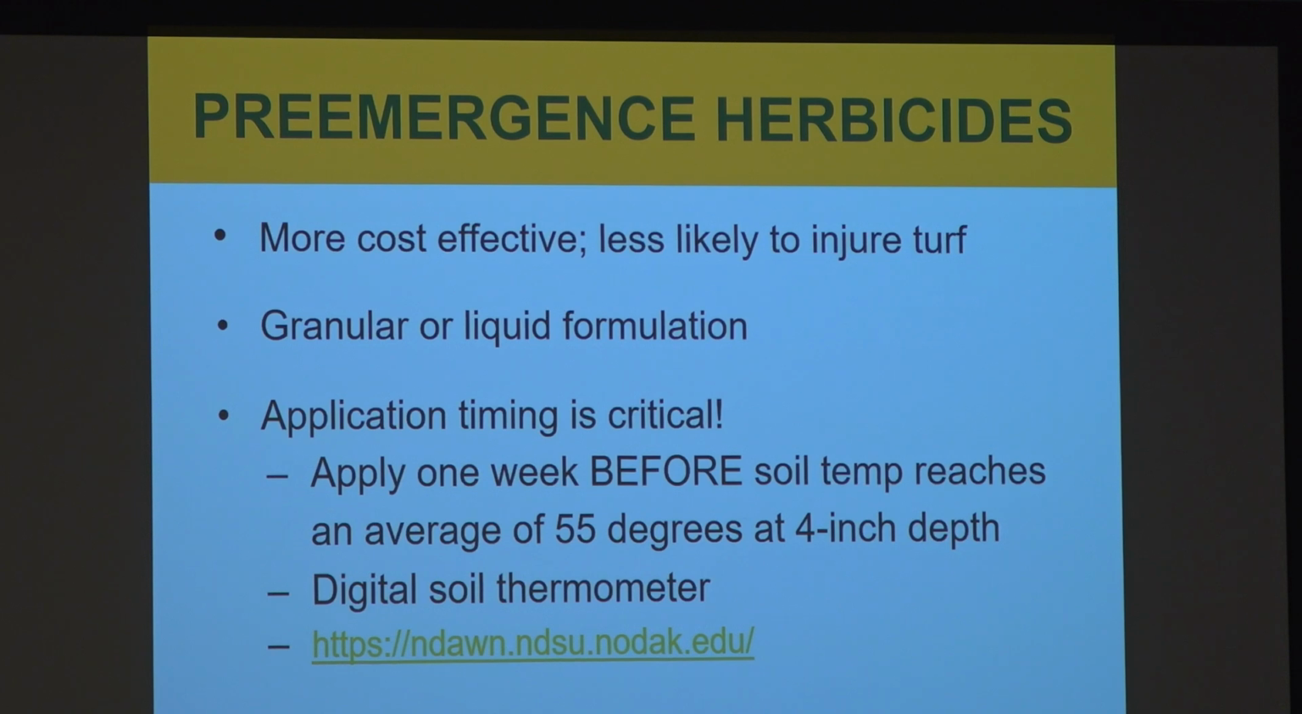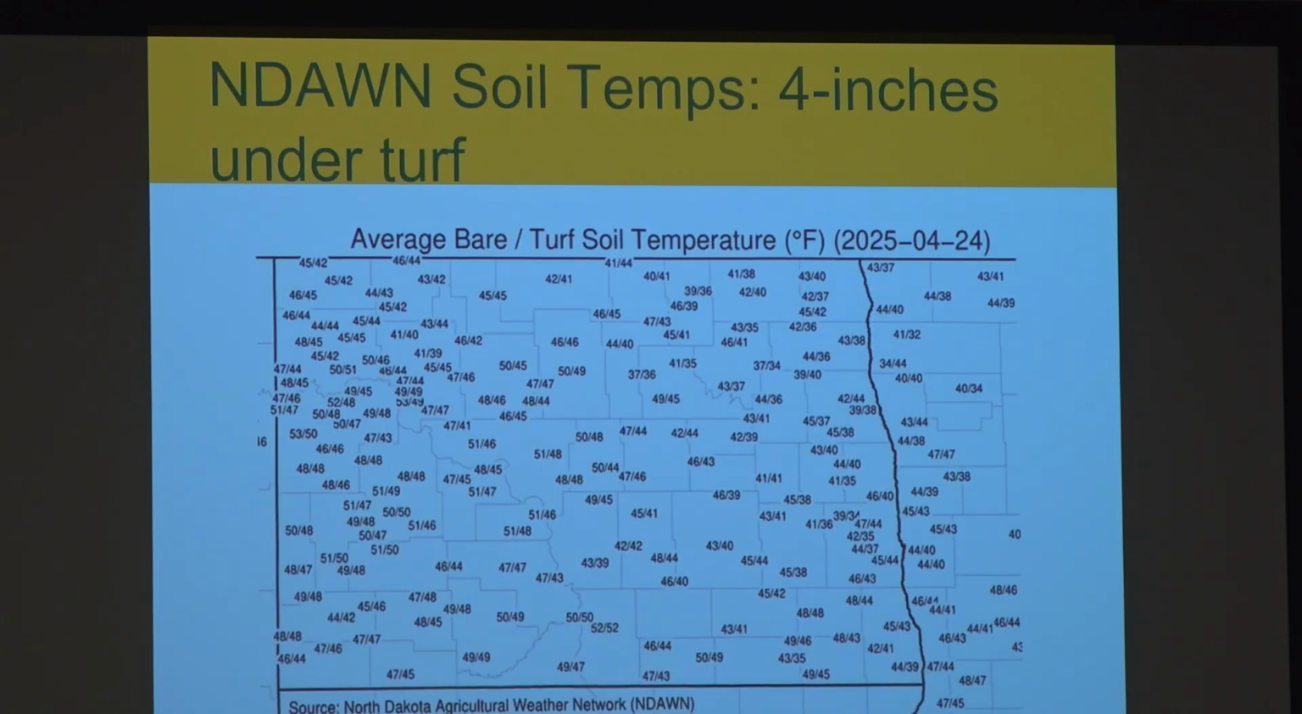You can use a digital soil thermometer, or you can just use a regular thermometer that has a probe that will go into the soil to measure the temperature in that 2 to 4 inch depth range. Or if you don't have a thermometer, you can certainly go to NDAWN, our North Dakota Agricultural Weather Network through NDSU, and they will show you the average soil temperature in your area. There are two numbers on this particular figure. The first number is the soil temperature for bare soil, on the surface of the soil. The second number is at the 4-inch level.